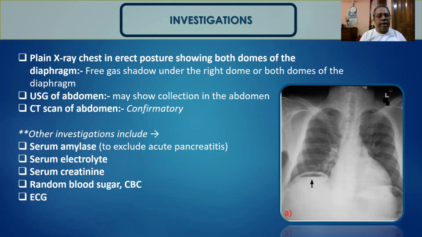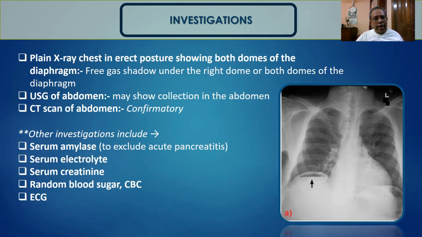Other investigations are needed to differentiate other diseases like pancreatitis, etc. For that, a serum amylase is needed. Electrolytes are also needed, because the patient has vomiting and dehydration, so electrolyte imbalance is present. For correction, you must know the value of electrolytes: what the normal value is and what the present value is. So by calculation, you can correct the electrolytes.